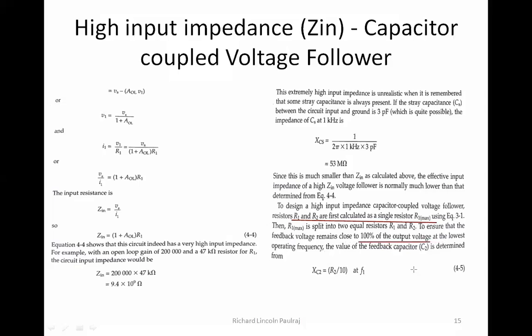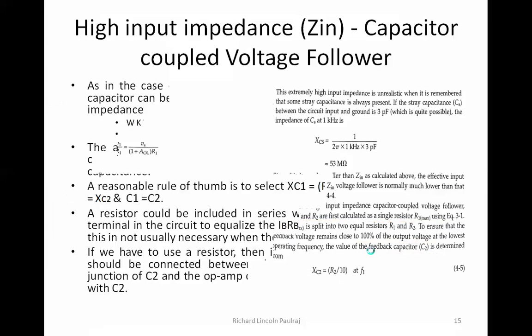So it's not mandatory that I should operate at a very high frequency, only then am I going to get the best result. No, it's not like that. At the lowest operating frequency, the value of this feedback capacitor, the new capacitor that we have added, is determined keeping this condition: Xc2 is equal to R2 by 10. We have seen this previously also, so the same things that we are going to consider.